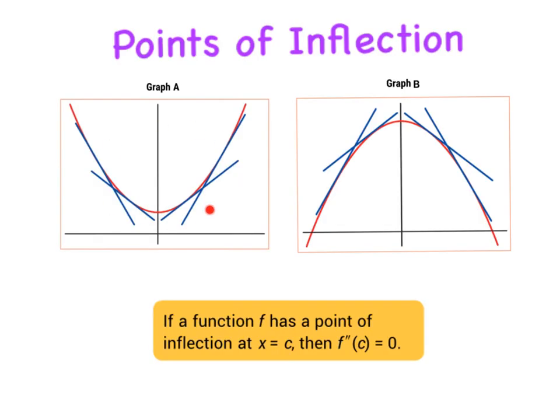Okay, so if we look at these two graphs here, in the first function we can see that the tangents are below the curve. And in our second function here, we can see that the tangents, or the derivatives to it, are above the curve.